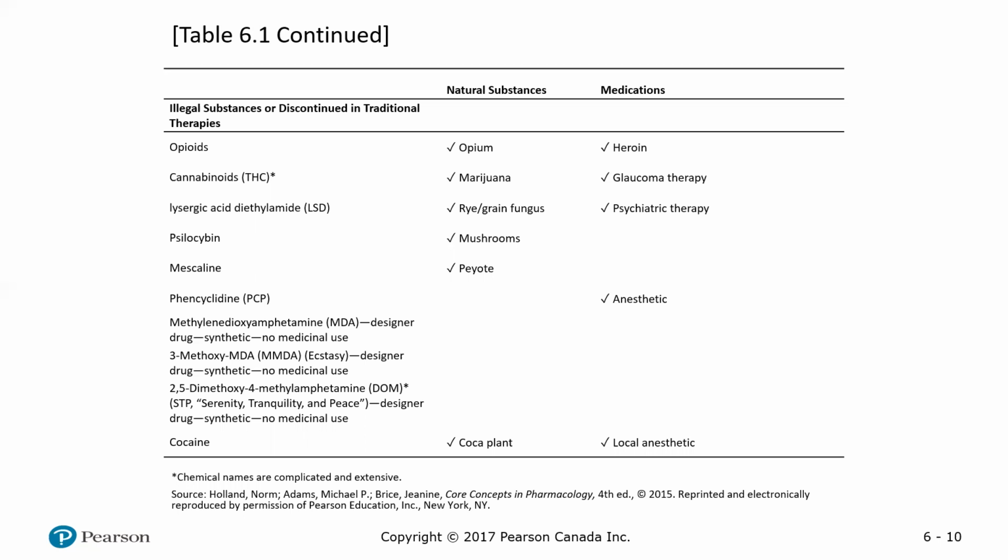Yes. Next is cocaine, which is obtained from the coca plant, and it is used as a local anesthetic.